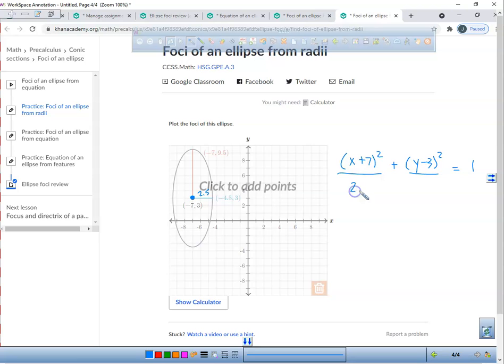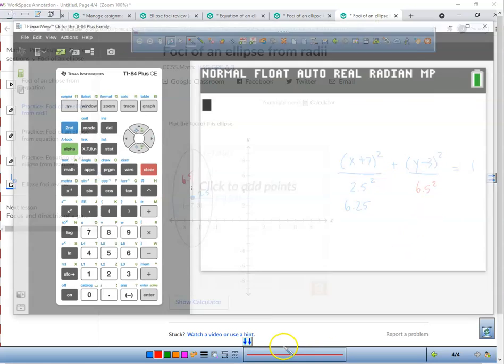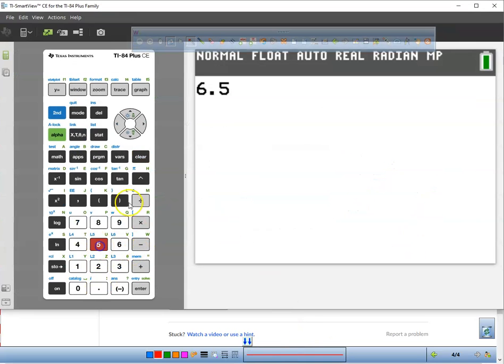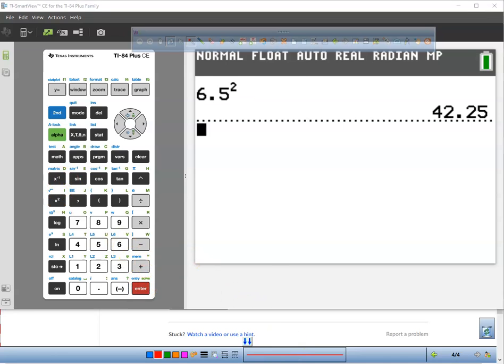So I got to do what with that 2.5? I got to square it, which I think is 6.25. Then I got 9.5 minus a 3. So what is that? 6.5. So I got to do 6.5 squared. Wow, hold on. 42.25.